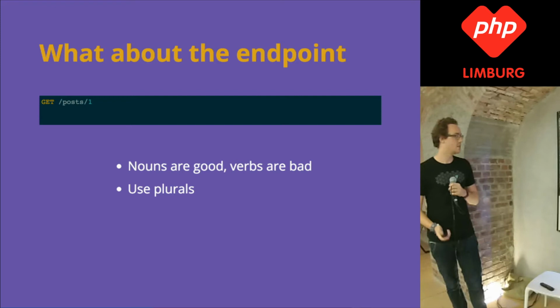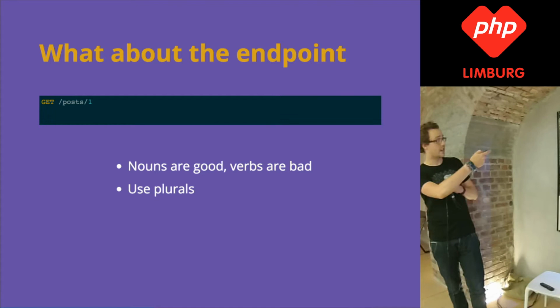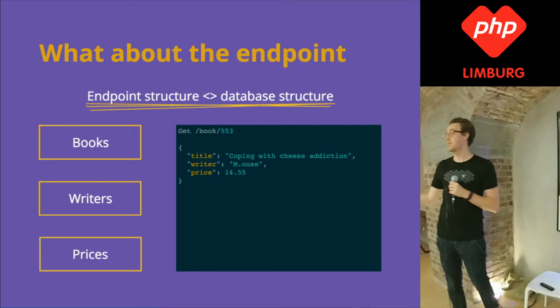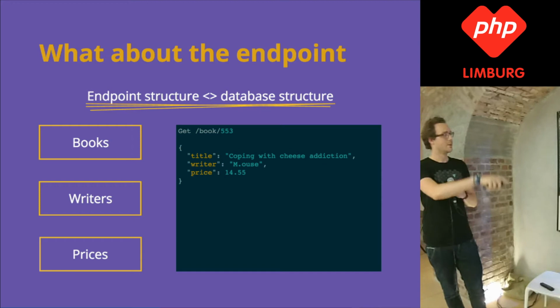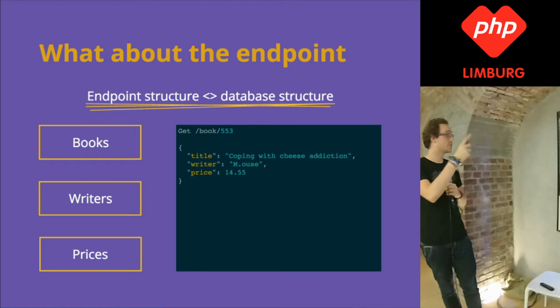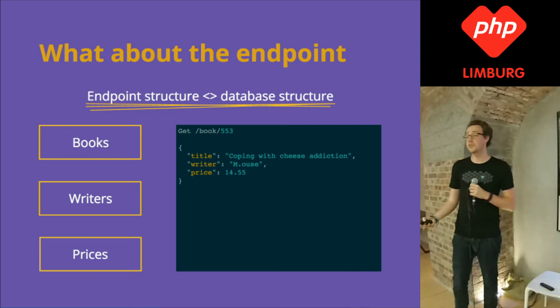Fun thing to know about those endpoints is they don't need to match your database structure. Actually, it would be kind of bad to have them match your database structure. It's not a one-on-one mapping. You're not making an interface to your database. For example, here we're going to get books. Books, for example, is a collection of books, writers, and prices. Those are different tables in my database, but my client doesn't need to know that. So you have some flexibility on your API part.